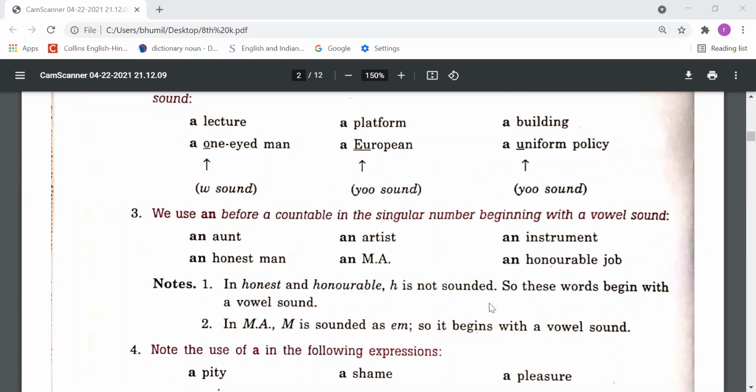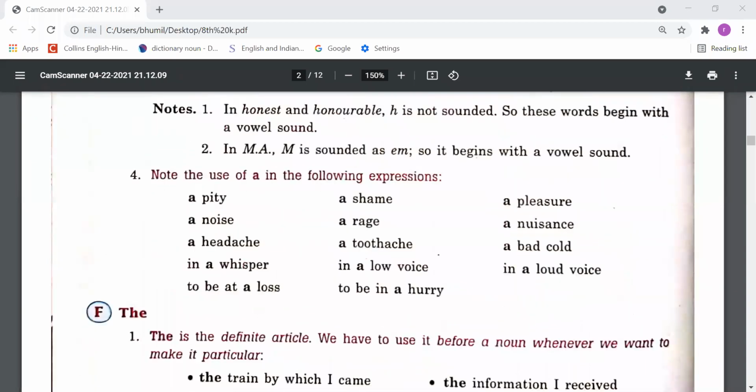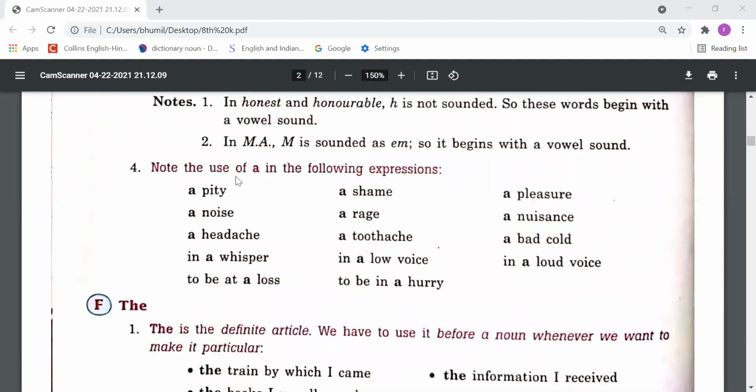So these words begin with the vowel sound. In "ma", M is sounded as "em", right? I'm sorry, so it begins with the vowel sound. So we need to remember all these things: not to use "a" in the following expressions. So these are the expressions where we need to use "a".